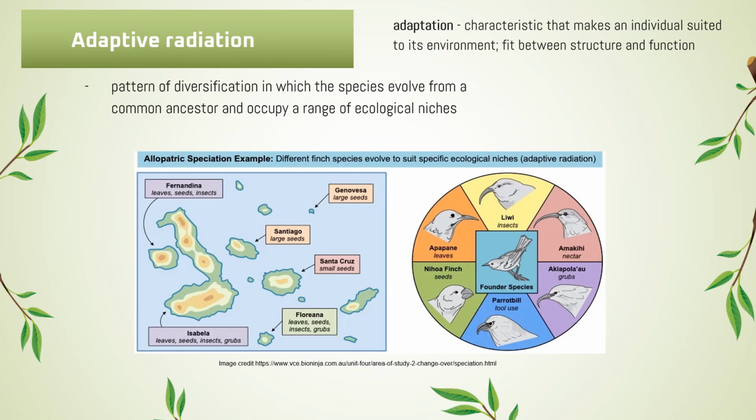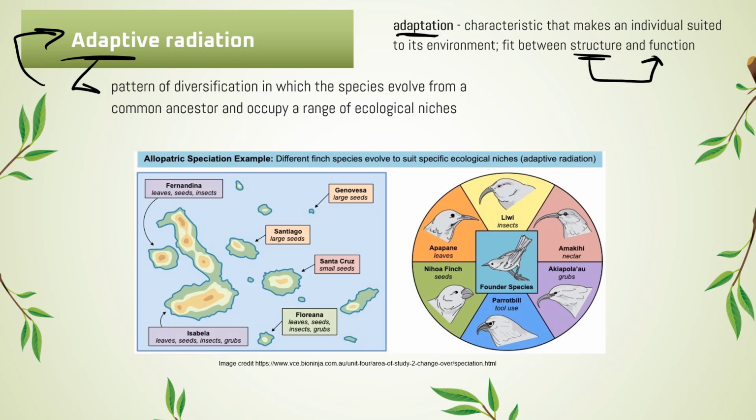Another mode of speciation that has led to a huge amount of biodiversity here on Earth is adaptive radiation. Adaptations are traits that allow organisms to be especially well suited for their environment. Their structures allow them to carry out functions really efficiently. That makes them well fed, they survive well, they make lots of babies, and so therefore they persist.